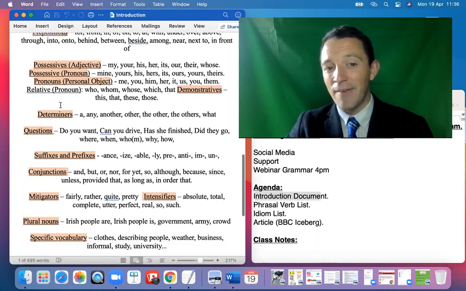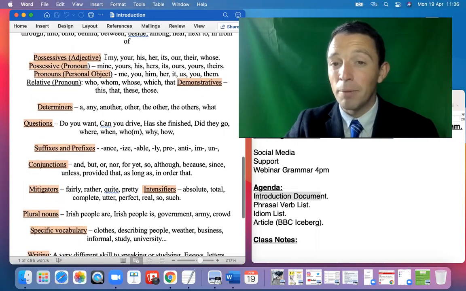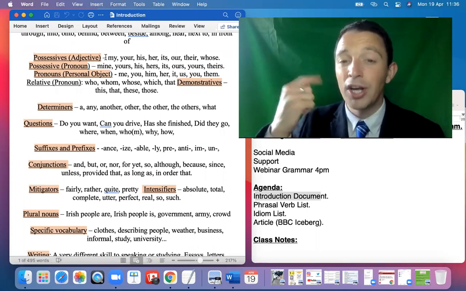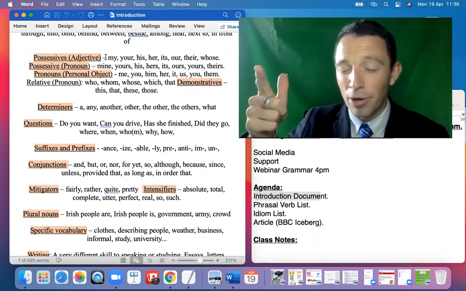Okay, so the next area is very interesting. For example, possessive adjective. It's my brush, your brush, his brush, her brush, our brush.